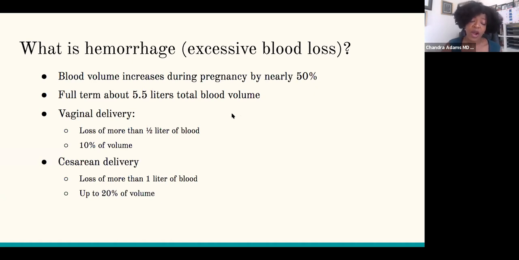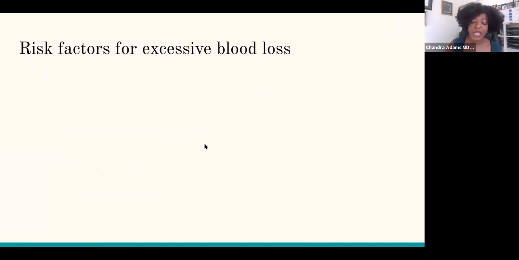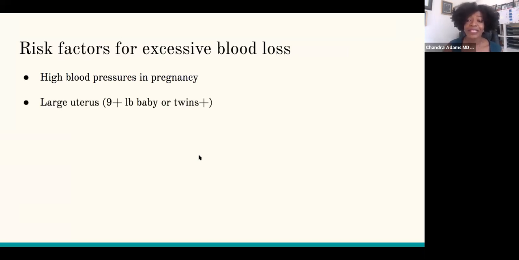And for women who are going into a pregnancy with poor nutritional status, coming in anemic with already low blood counts, they don't have the reserve for losing 20% of their blood volume. So risk factors for excessive blood loss are high blood pressure in pregnancy, having a large uterus if you're carrying a baby that's greater than 9 pounds, or carrying twins or higher multiples. This is why when we confirm twins at the beginning of pregnancy, the parents celebrate and cheer because twins are always just so cute, and the obstetricians just kind of groan and grab our faces because twins are usually trouble ahead at some point.